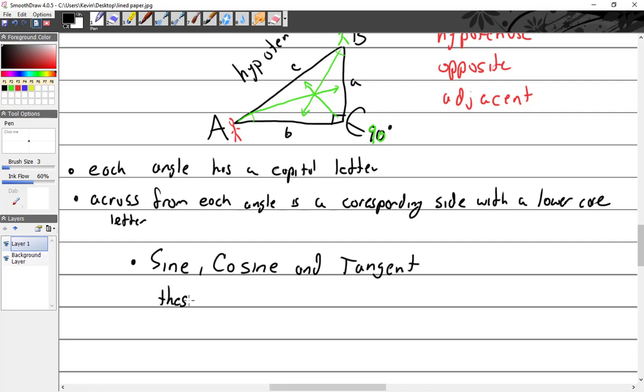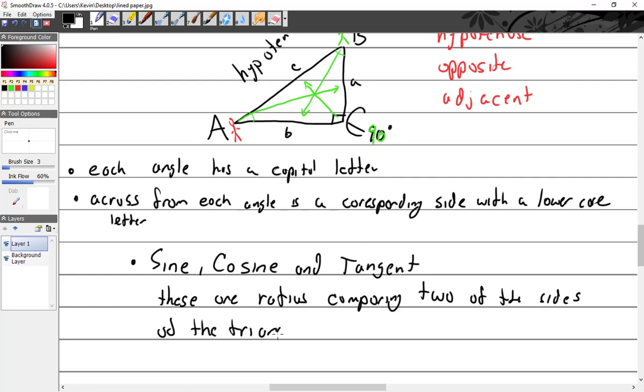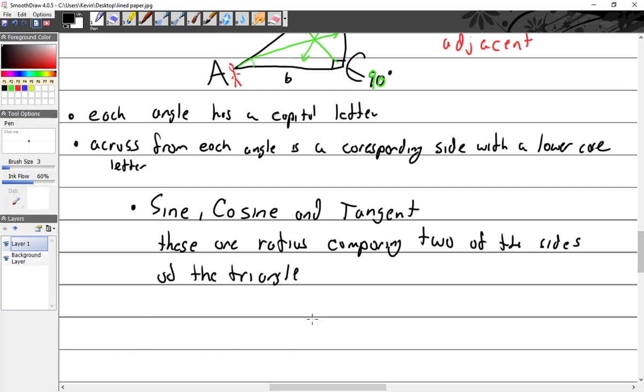Okay, these are ratios comparing two of the sides of the triangle. These are what? Ratios. These are ratios. And it works out like this.